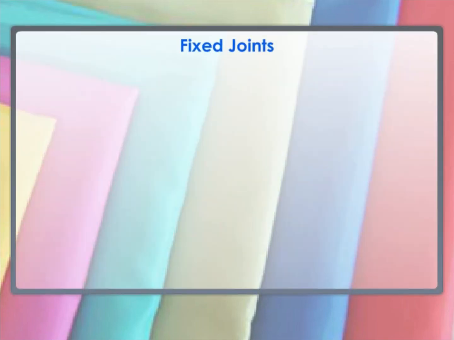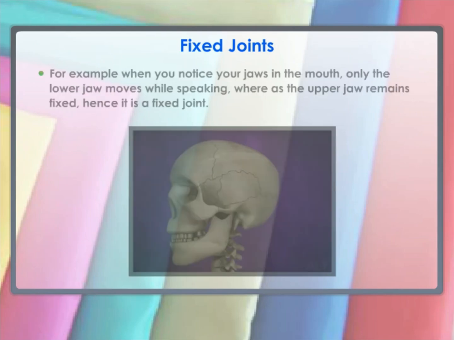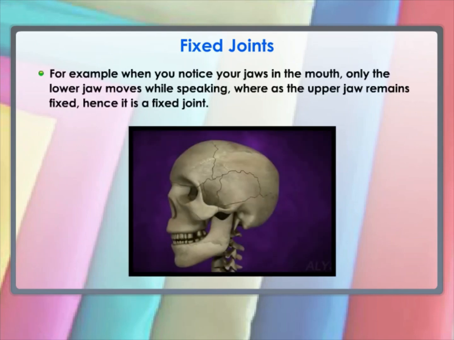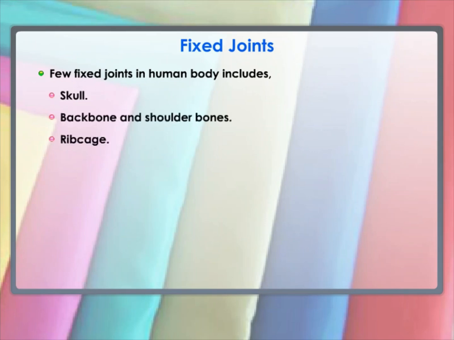Fixed joints. Fixed joints are the joints that remain immovable in the human body. For example, when you notice your jaws in the mouth, only the lower jaw moves while speaking, whereas the upper jaw remains fixed, hence it is a fixed joint. A few fixed joints in the human body include: 1. Skull. 2. Backbone and shoulder bones. 3. Rib cage. 4. Pelvic bones.